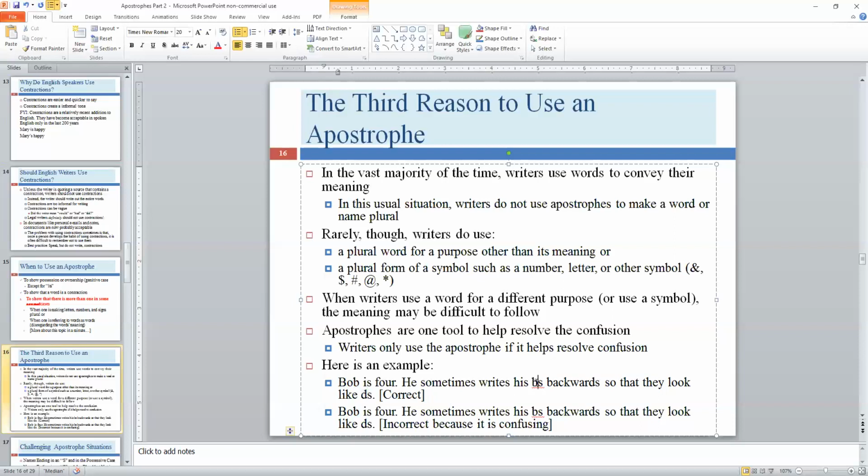So that makes it a little easier for the reader to understand, oh, I mean the letter B, and we mean more than one of it. This is whenever Bob writes a B, he's going to make it backwards and it's going to look like a D. I wouldn't describe this as incorrect. I'm going to say less preferred because it may be confusing. There are other ways of showing this. What I oftentimes do is put it in quotes.